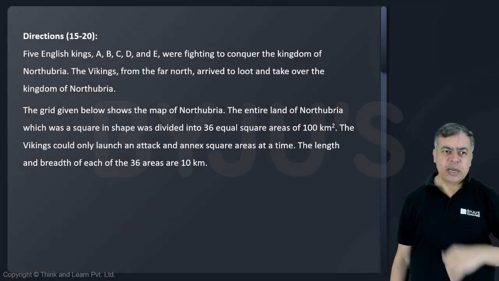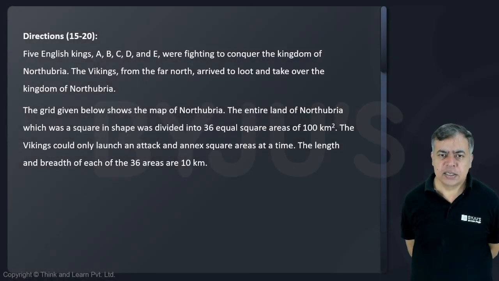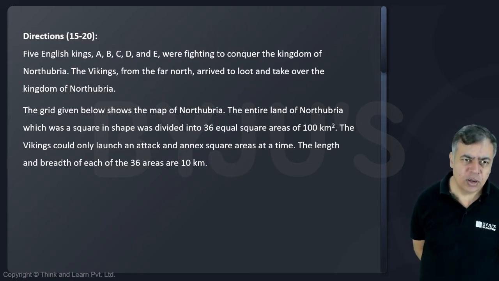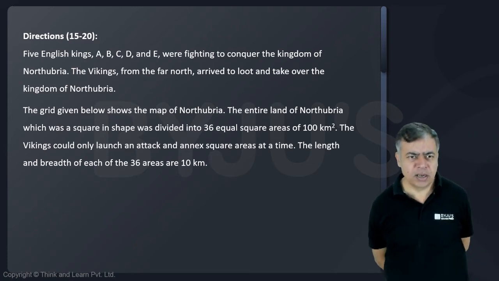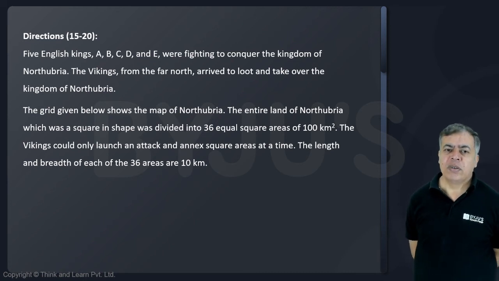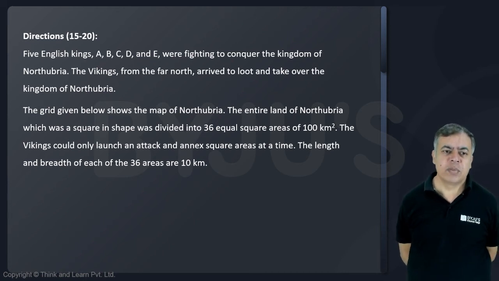Okay, the direction for this set, and this is a set from LR. You can think of LR mixed with some calculation also. Five English kings, A, B, C, D, and E, are fighting to conquer the kingdom of Northumbria, whatever it is.